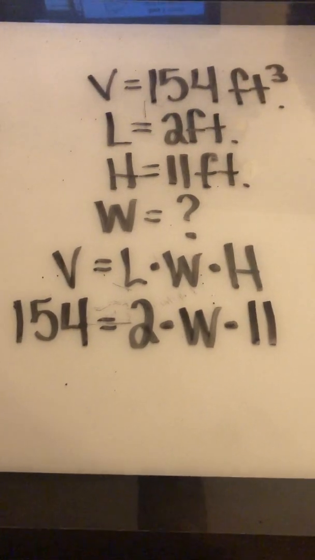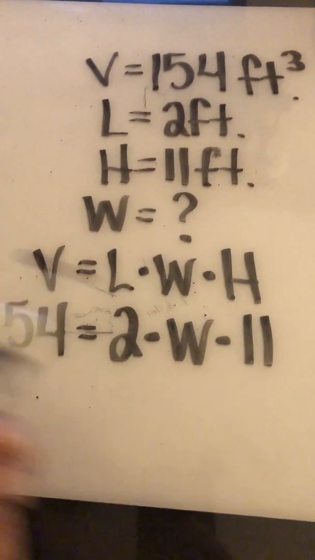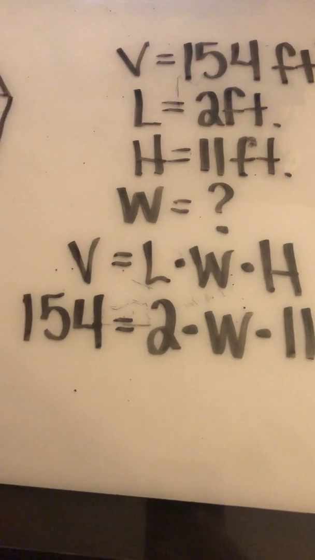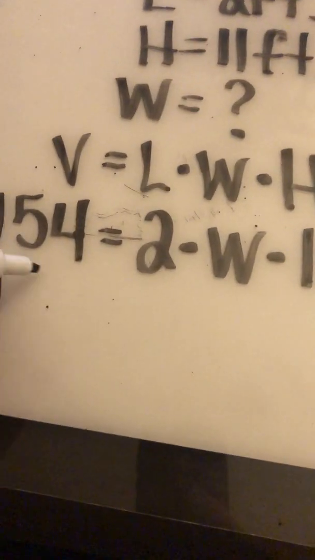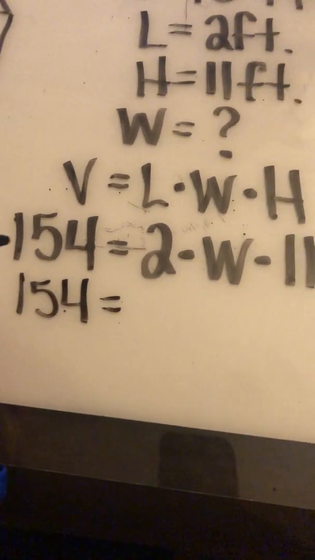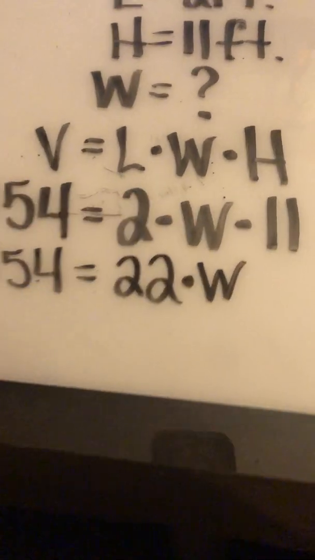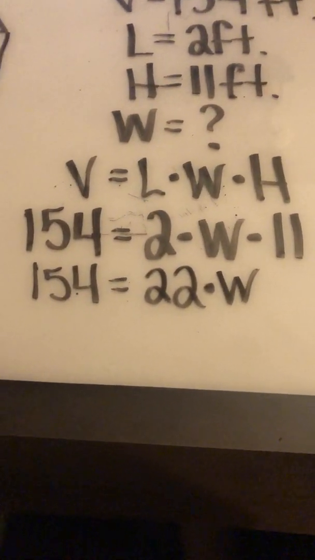Okay? So at this point, we could simplify on the right side by multiplying 2 times 11, which we should do. So let's rewrite this. It would be 154 equals 2 times 11 is 22. So 22 times the width. And then we just solve our equation like we normally would.